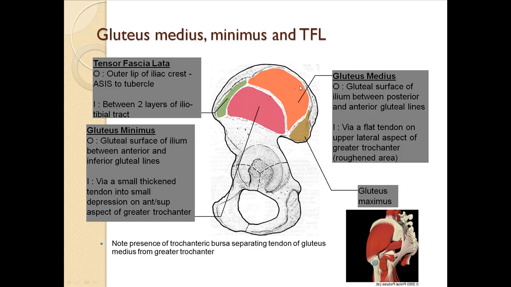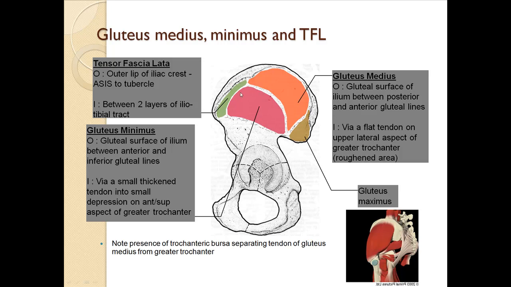Here we can see the proximal attachment of the abductors. So over here we've got the posterior superior iliac spine. This is the anterior superior iliac spine. This brown area is the area where gluteus maximus arises from. Gluteus medius arises from the gluteal surface of the ilium between two lines, the posterior gluteal line over here and the anterior gluteal line over here. So it has a large fleshy attachment onto this surface of the innominate bone.